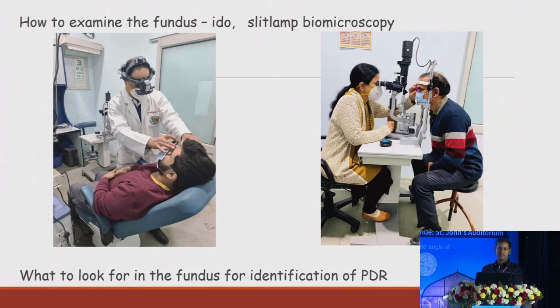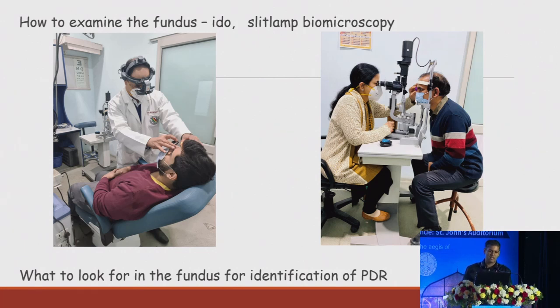So how to examine the patients? First of all, we have to do both indirect ophthalmoscopy and slit lamp biomicroscopy. Before doing slit lamp biomicroscopy, a good IDO or indirect ophthalmoscopy examination will give us an overview, or a bird's eye view, of the retina. Then slit lamp biomicroscopy can be used to magnify the certain areas which we need to focus on.